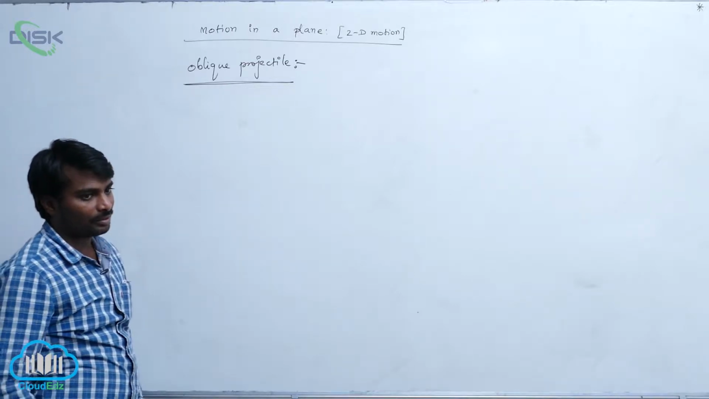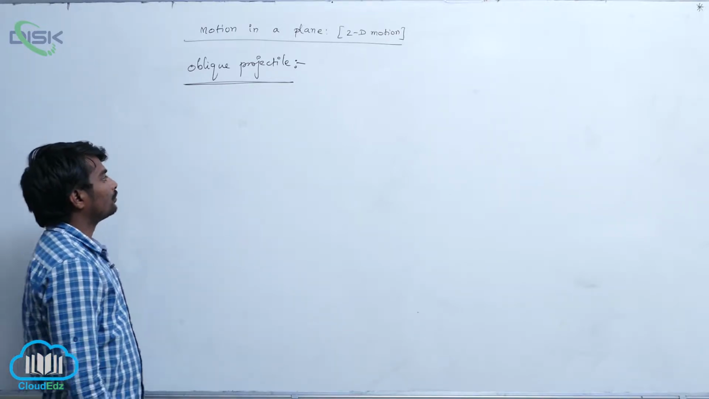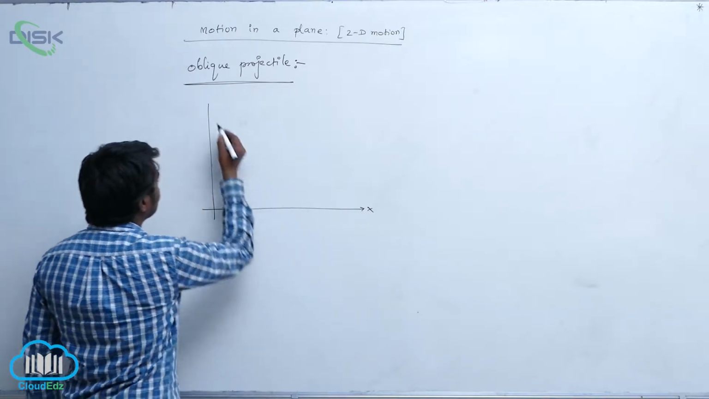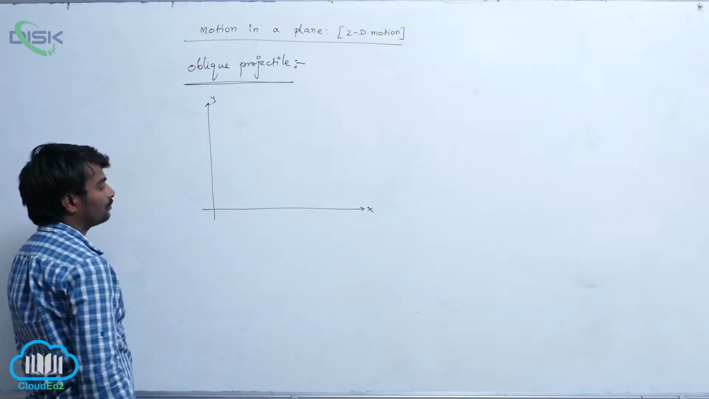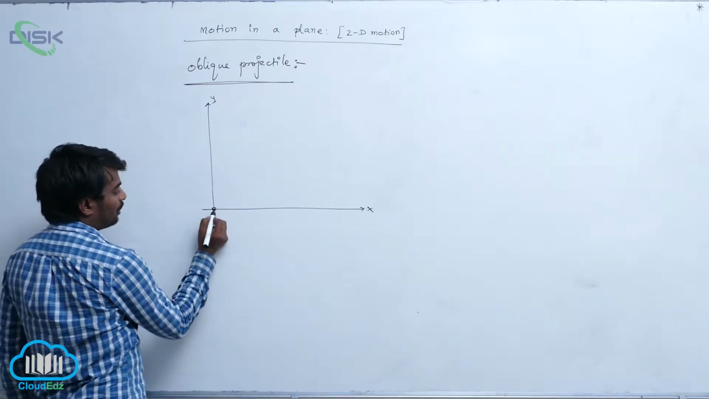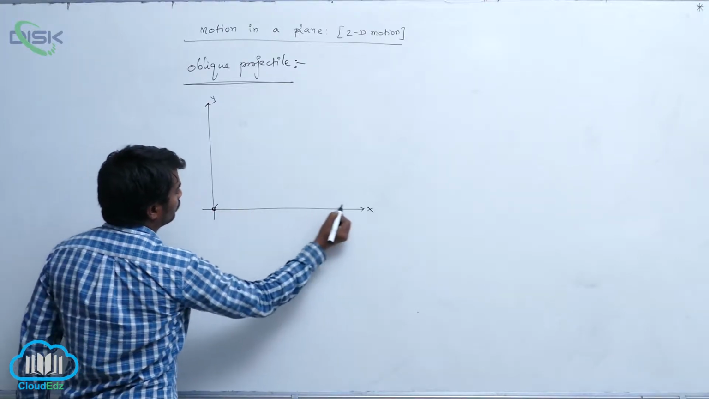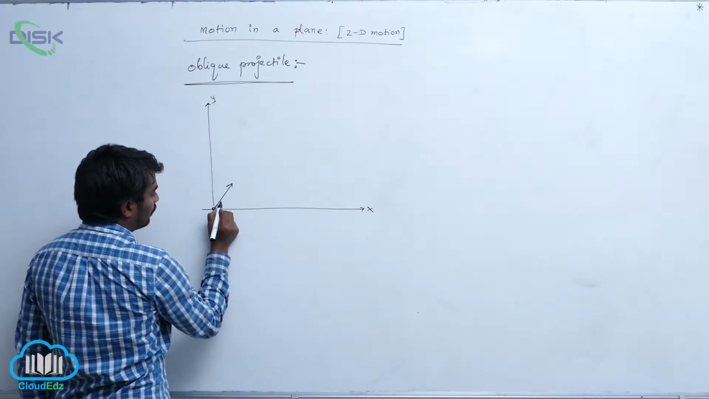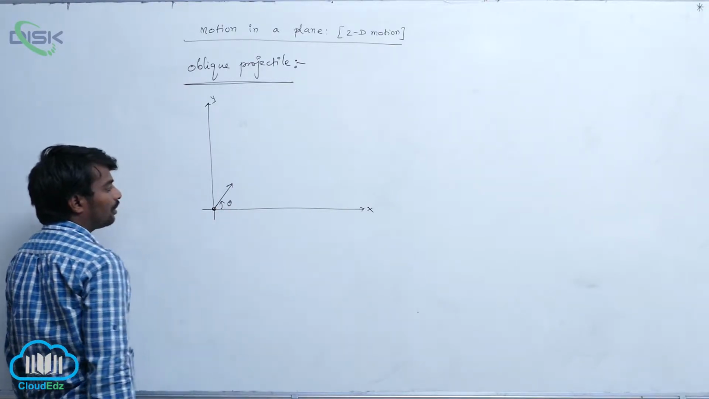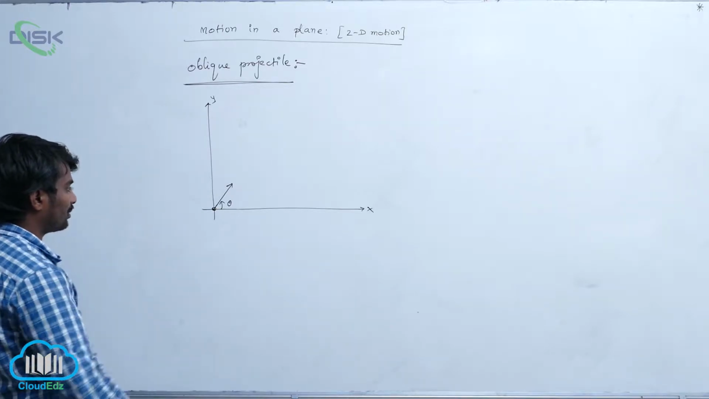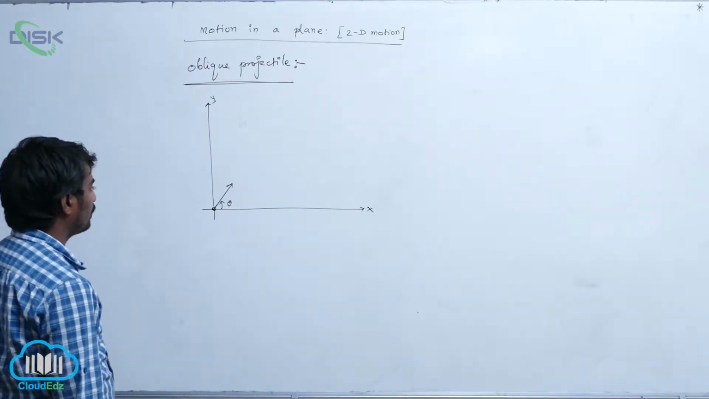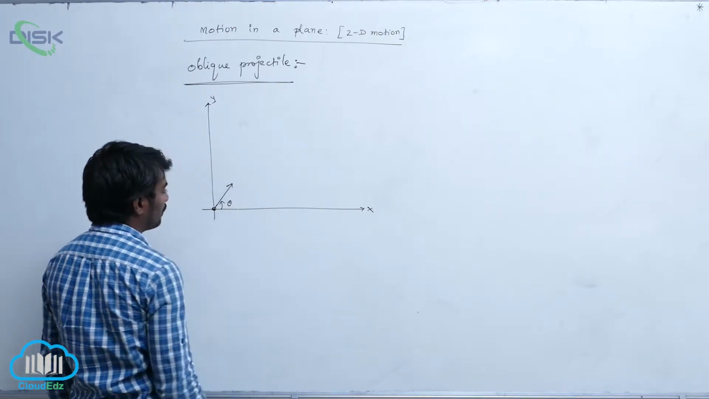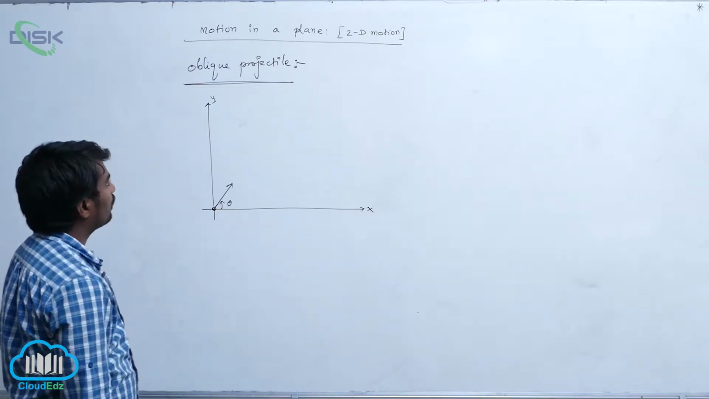Oblique projectile. The object is projected from the ground, this is ground, at an angle theta other than 90 degrees. So it is called a projectile. So what path does it follow? That is what I am going to study.